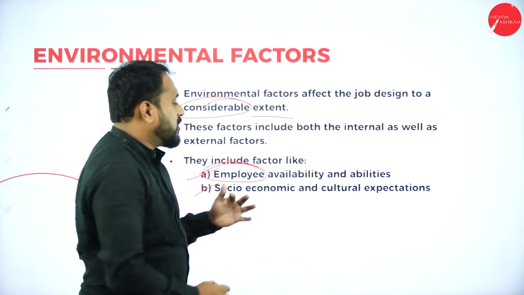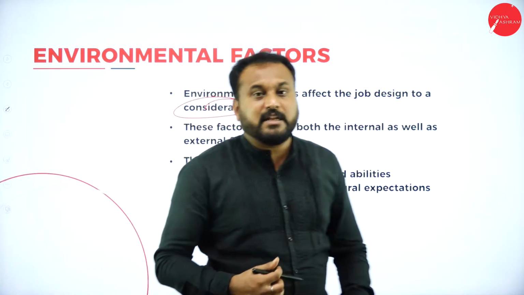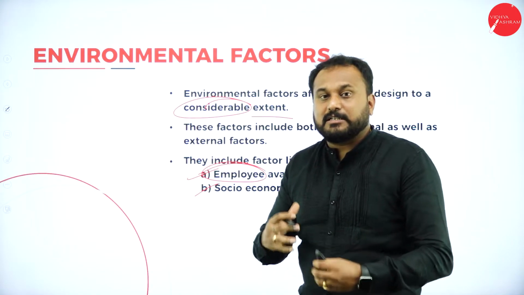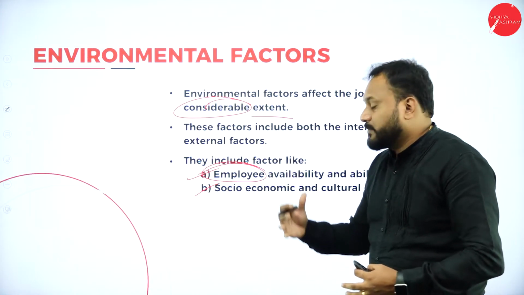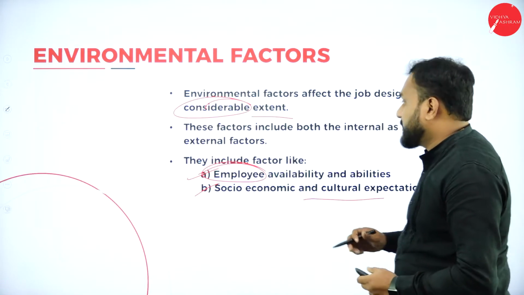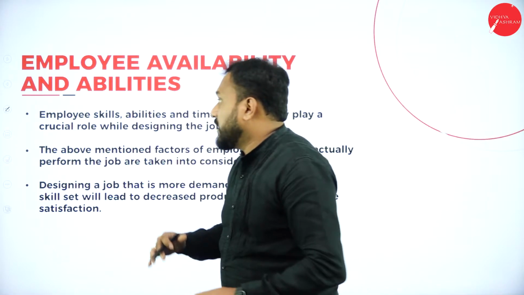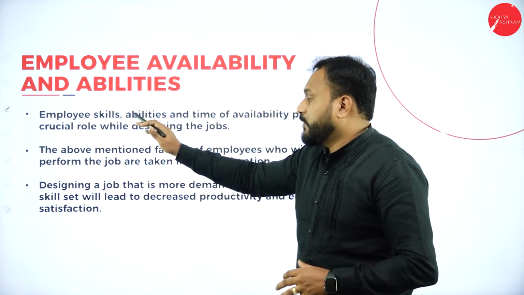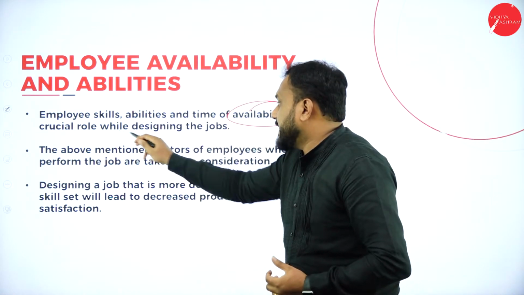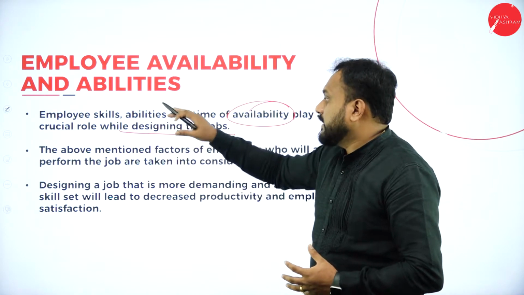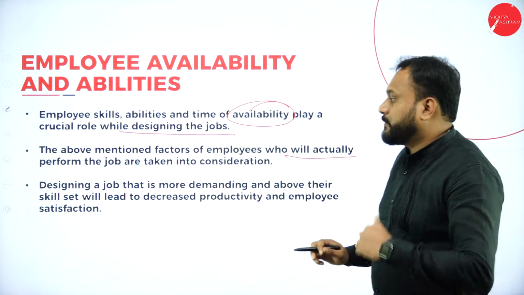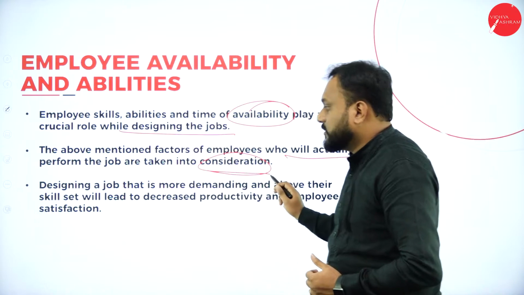Second is socio-economic and cultural expectations. So you will be expecting those students or the freshers, whoever comes to your company. Now what happens is, there is a problem with the ability as well as availability, as well as you will have something called the socio-economic and the cultural expectations. When we go with employees availability and ability, please understand, employee skill, ability and time of availability play a crucial role while designing the job. These are the factors: employee skill, ability and time, factors of the employee who will actually perform the job, are taken into consideration.